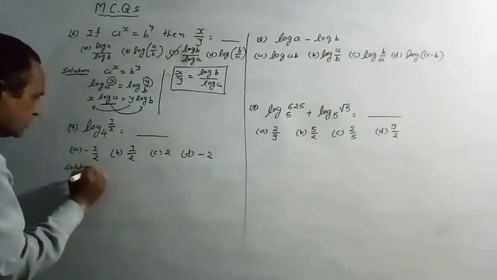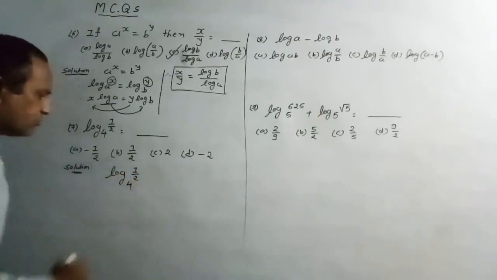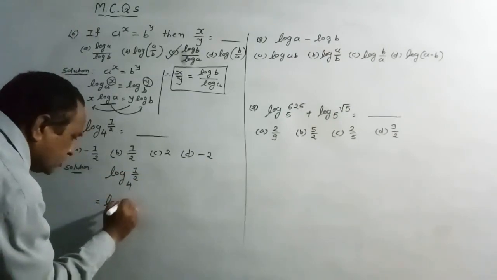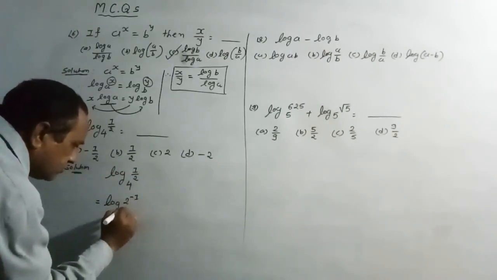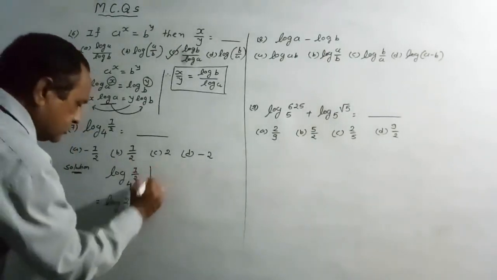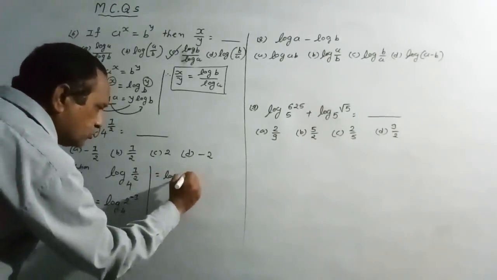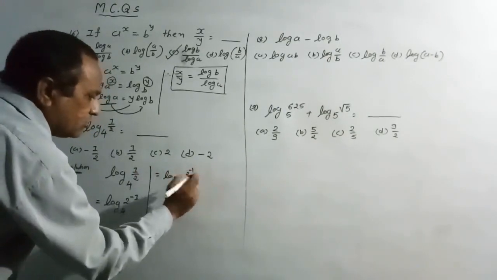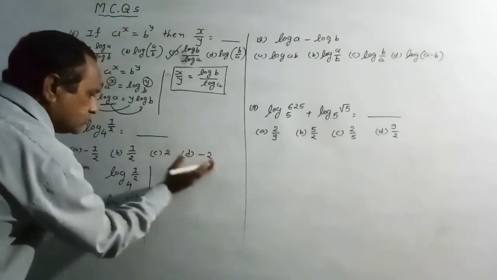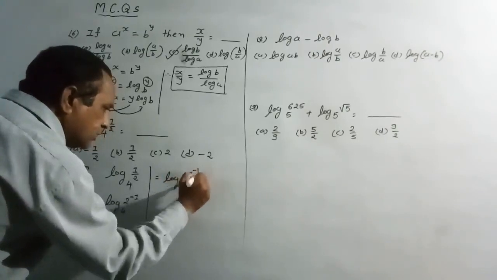Solution. Here given log 1 by 2 base 4. Now first, log 2 raised to minus 1 base 4, because 1 by 2 is equal to 2 raised to minus 1. Now 4 is equal to 2 squared, so log 2 raised to minus 1 base 2 squared.